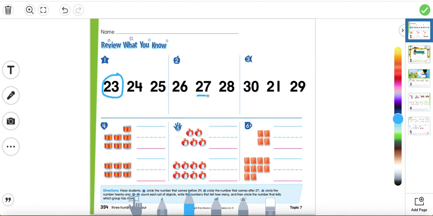So here we have 27. We want to circle the one that comes after. Another word for after means next. So which number comes next? 28. Number 3, we're going to circle the number 21.